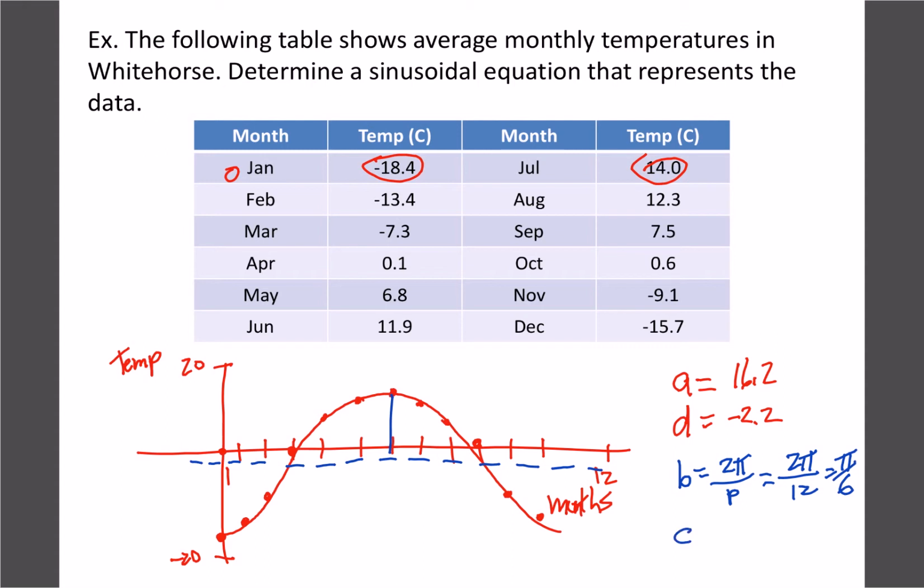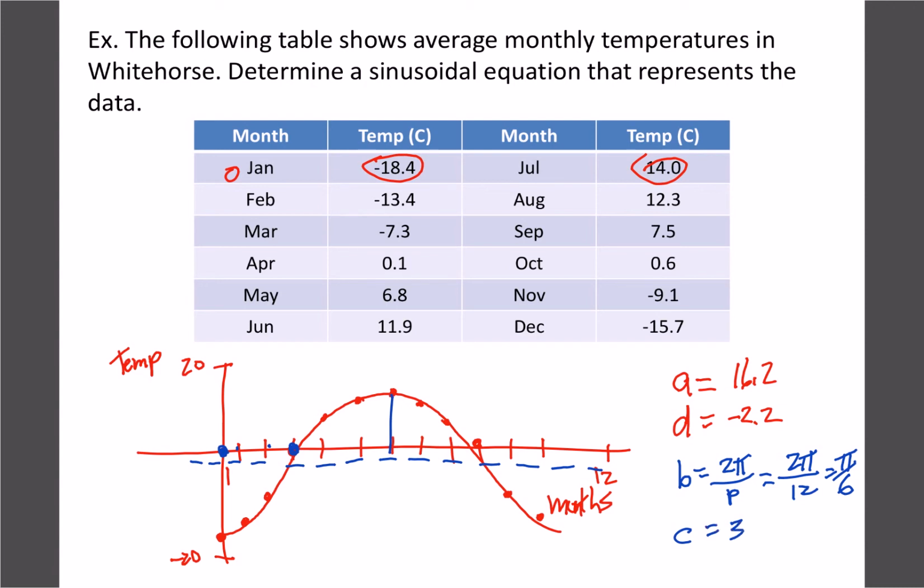So the only trick is, how do we want to do this? Do we want to use a sine graph, cosine graph, and so on? So let's do a sine graph, and you can see for our sine graph, we want this value to be at the origin, so you can see we're at about 3 months shifted. So April is at our 0 line.